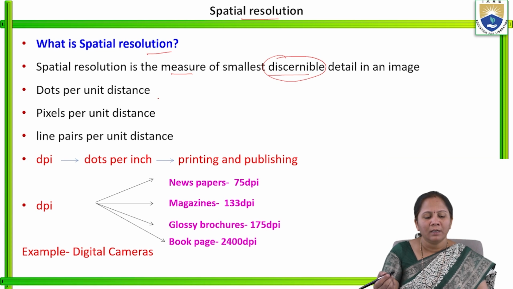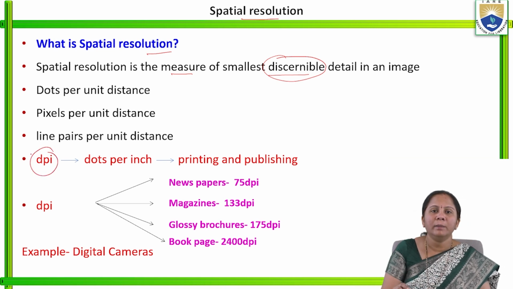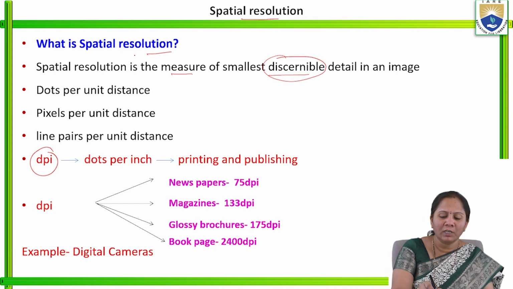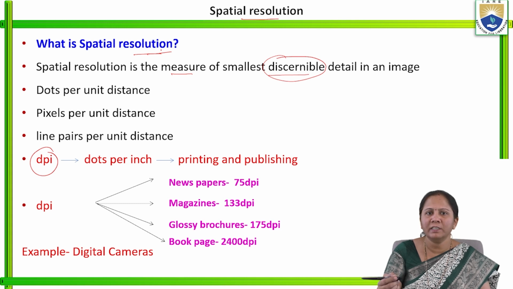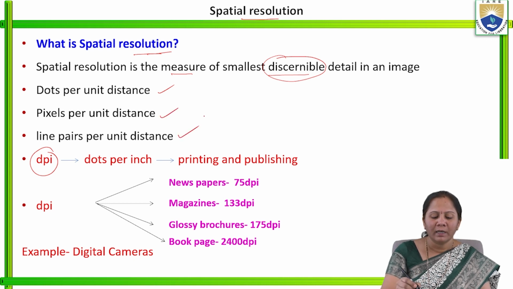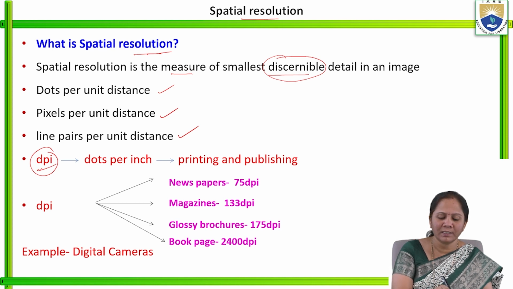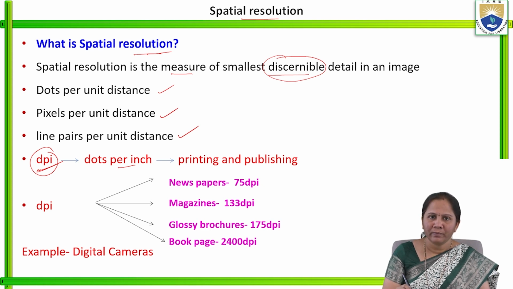That means here we can see DPI. So DPI represents dots per inch. So the spatial resolution can be represented in many ways. It may be dots per unit distance, or pixels per unit distance, or line pairs per unit distance. So generally whatever value we get, the units will be represented as DPI. So DPI stands for dots per inch. That means how many pixels are present within that particular distance.